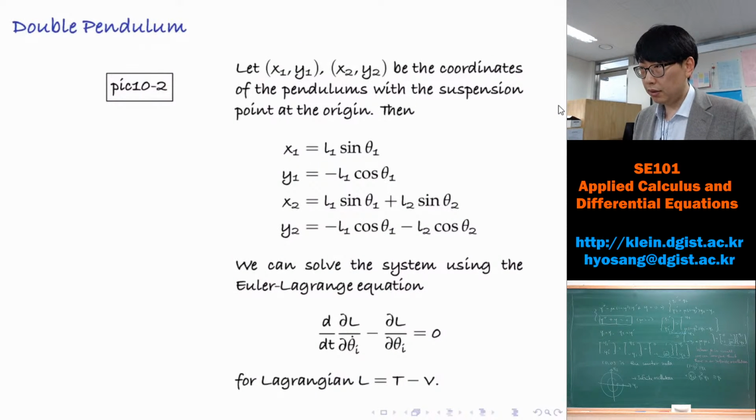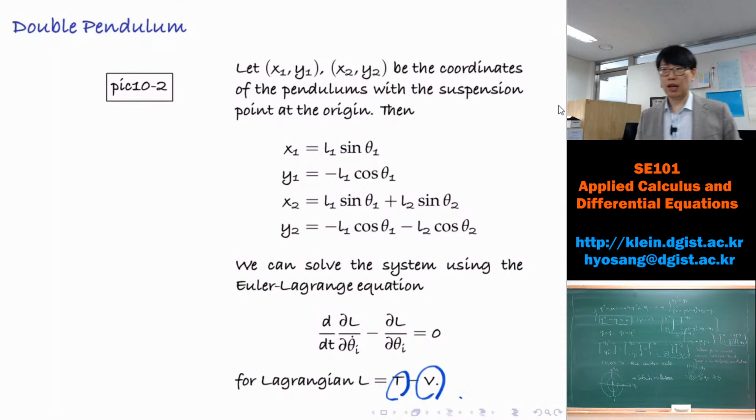And the double pendulum case is not like a double spring. A double spring is modeled by two second order differential equations. But when you model the double pendulum, you need to apply the Euler-Lagrange equation. And the Euler-Lagrange equation requires understanding the Lagrangian, which is the kinetic energy minus the potential energy. Usually the total energy is the kinetic energy plus the potential energy. The Lagrangian is not the sum of the two energies, it's the subtraction.